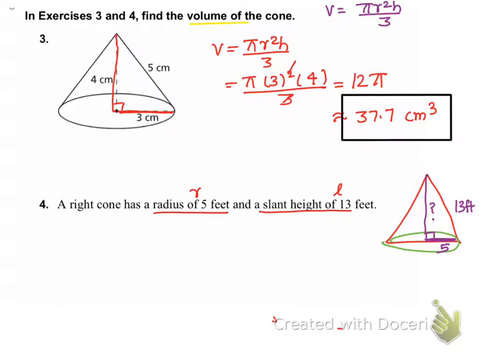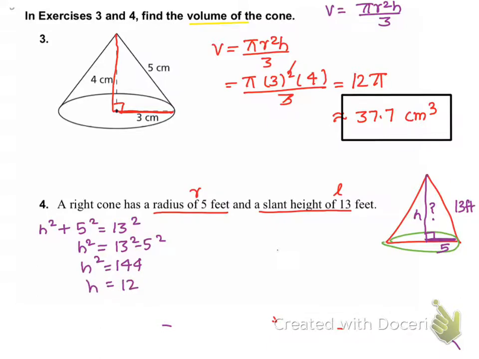Again, you have to apply the Pythagorean theorem. The square of the hypotenuse is the sum of the squares of the other two sides. So I assume the height to be h, and I say h squared plus 5 squared is equal to 13 squared. It's all about solving the expression. H squared is 13 squared minus 5 squared, so h squared is 144, and h is 12. So I got my height. The height is 12 feet here.